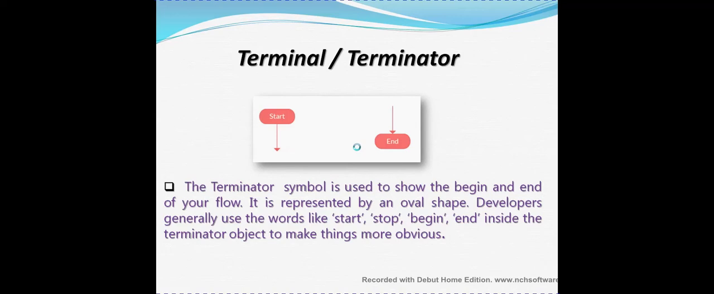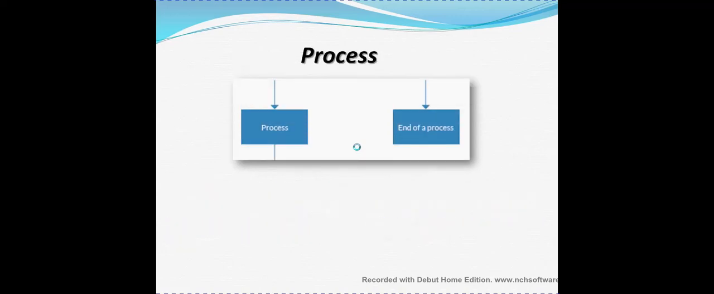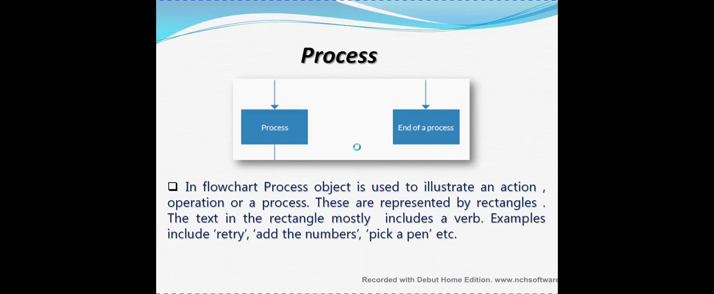Now let's move to our second symbol, which is the process box. You can see it is a rectangle type of box, and in a flowchart, the process object is used to illustrate an action, operation, or a process. These are represented by rectangles. The text in the rectangle mostly includes a verb. Examples include retry, add the numbers, pick up, and etc.